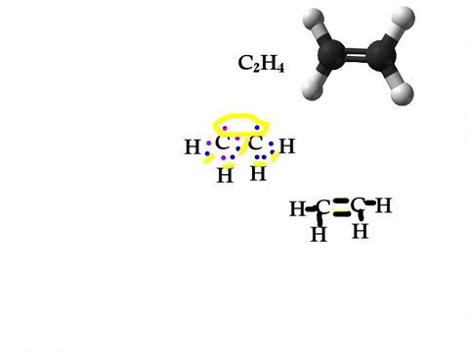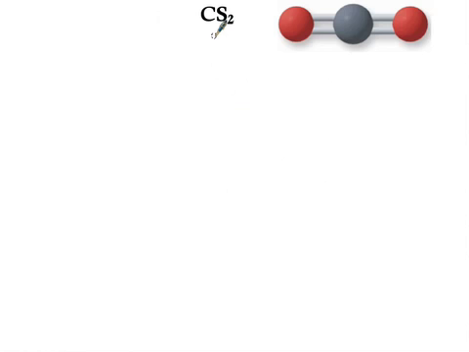Now the last example is going to be carbon disulfide, and again here's our ball and stick model, and we're going to start with our central atom, which is carbon. So carbon is our central atom. Carbon has 4 valence shell electrons. 1, 2, 3, 4. And each sulfur wants 2.